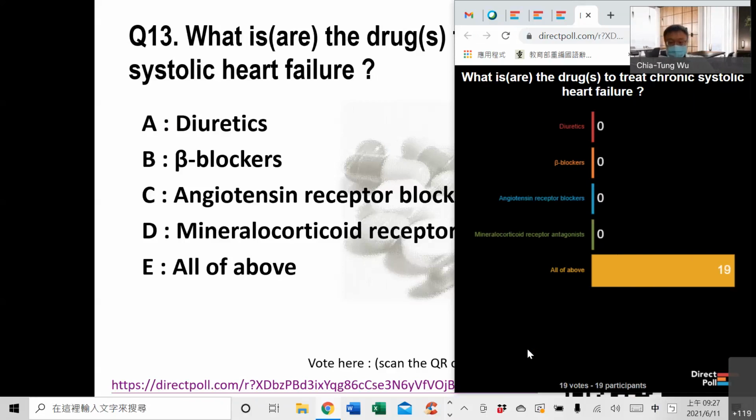I think it's maybe too difficult in the second part. There are only 19 people who voted. Don't worry, when you see an answer like "all of the above," just pick this one. You have more than 50% chance to be correct.